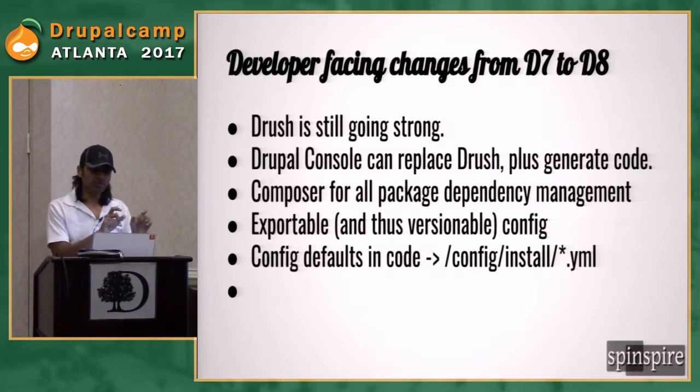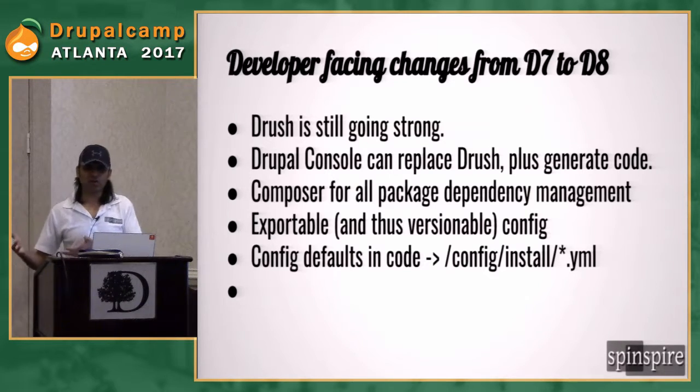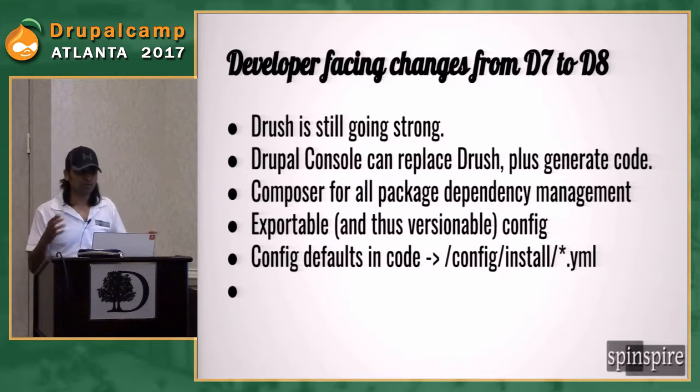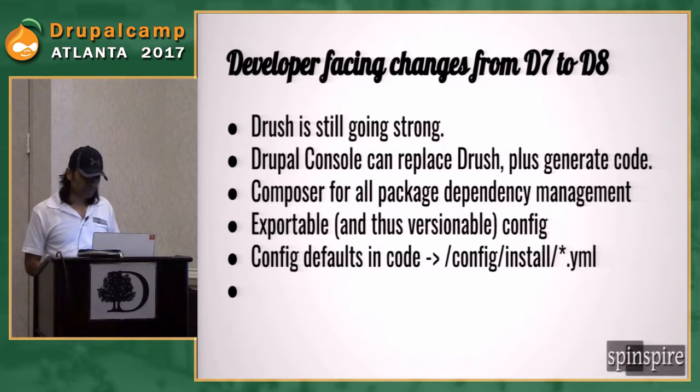You simply say composer space require some repository / some project. So you could say composer require Drupal / devel. And it'll not only download devel, it'll add it to your composer.json, also download all the dependencies of devel. And so you could say composer space require space Drupal / path auto. And when you do that, it'll also download token because path auto depends on token. So Composer is good in that sense.